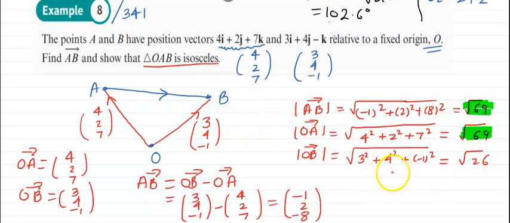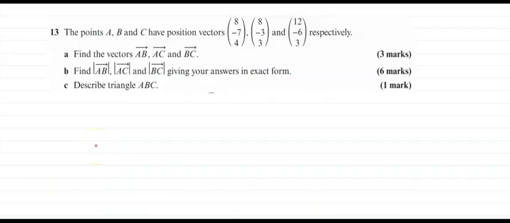Okay. Let's go for question number 13 on page number 342. So this is an exam question. The points A, B, C have the position vectors 8, minus 7, 4, and 8, minus 3, 3, and 12, minus 6, 3 respectively. Find the vectors AB, AC and BC. These are the position vectors with respect to origin.